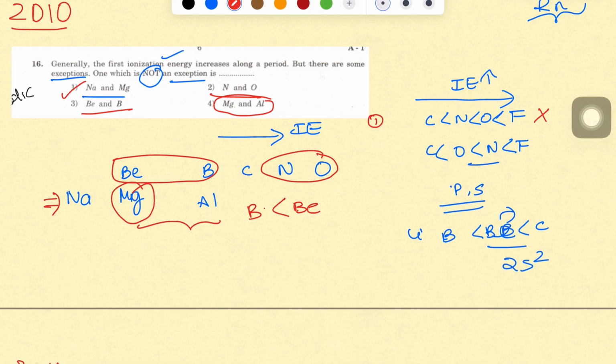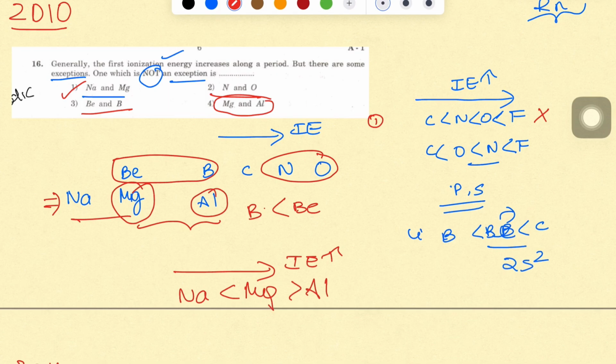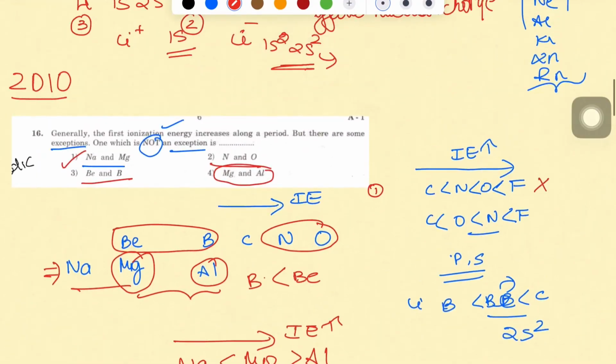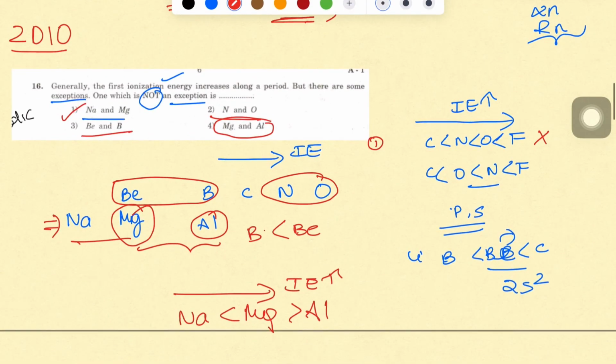So the only ones that don't have an exception are sodium and magnesium, and along the period ionization energy increases, so they have a simple trend here, but here it changes, it will be like this order. So this is a 2010 previous year question.